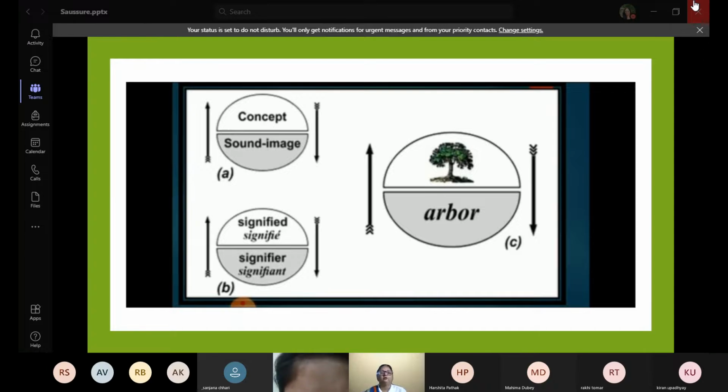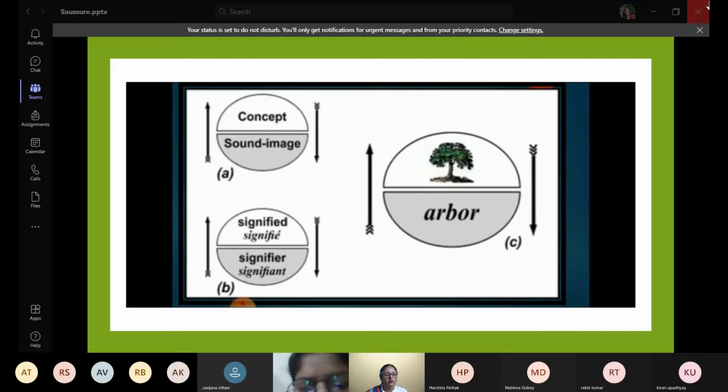Saussure had given the example of this French word, arbre, for tree. So when you say arbre, there is no connection between this particular word and the image that comes in the mind. So I translated it into tree, and I said that if you say tree, then you find that there is no link between the sound image tree and the concept formed. Okay, so this is the way that Saussure represented it. Sign is equal to signified over signifier, concept is signified, sound image is signifier.